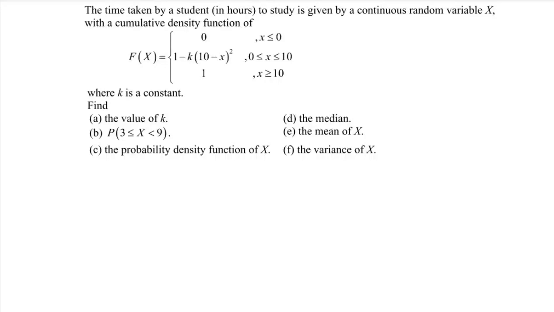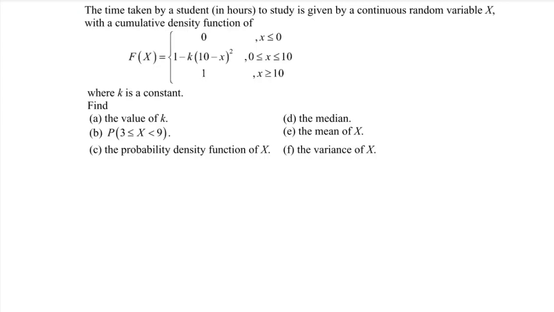Hello everyone, in this video I'm going to discuss an example for a continuous random variable. Kindly refer to the question: the time taken by a student in hours to study is given by a continuous random variable X with a cumulative distribution function as in the situation. So here we have the capital F(x). Kindly refer to the situation where k is a constant.